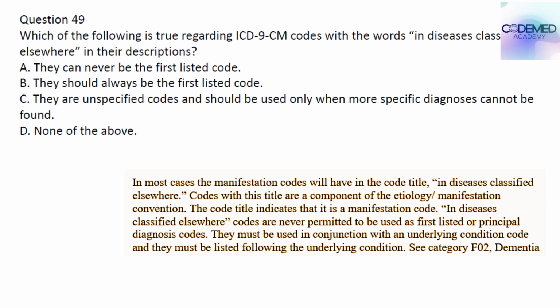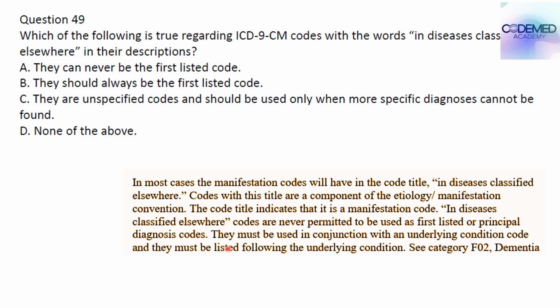Which of the following is true regarding ICD-10 codes with the words "classified elsewhere" in their description? Now we will see: they can never be the first listed code. So let us see what the definition is. Codes with the title "classified elsewhere" are a component of the etiology/manifestation convention.